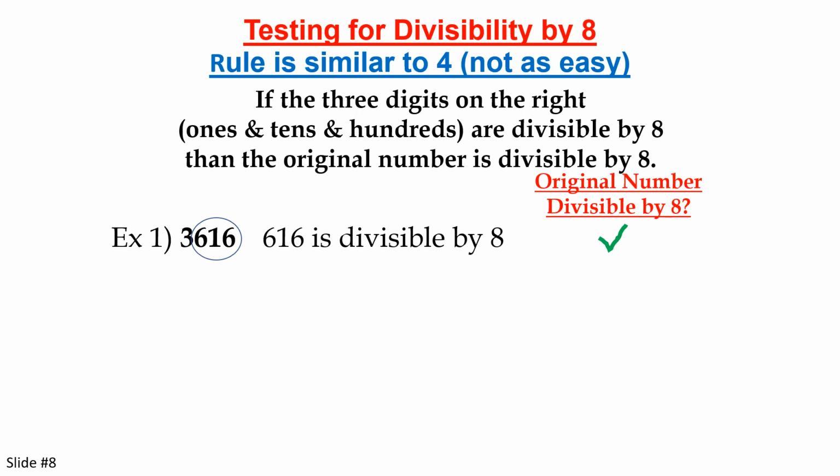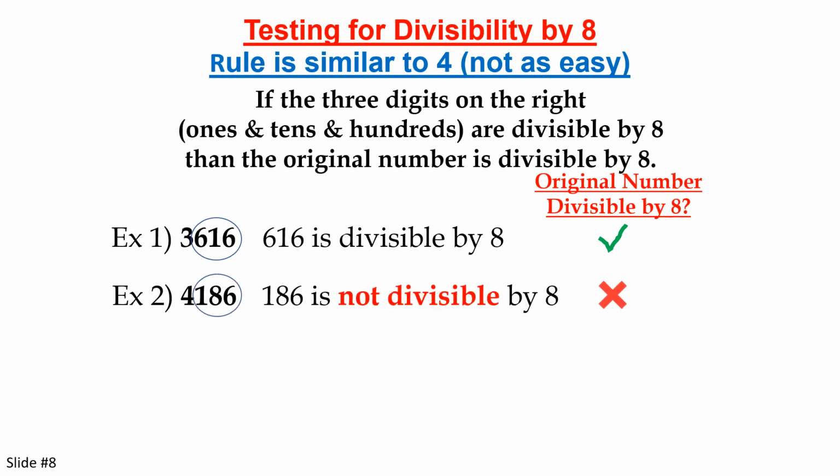I could divide that in half and get 308, and then check to see if it's divisible by 4. That's one way to do it. 4,186. Look at 186. 186 is not divisible by 8. So the original number is not divisible by 8.